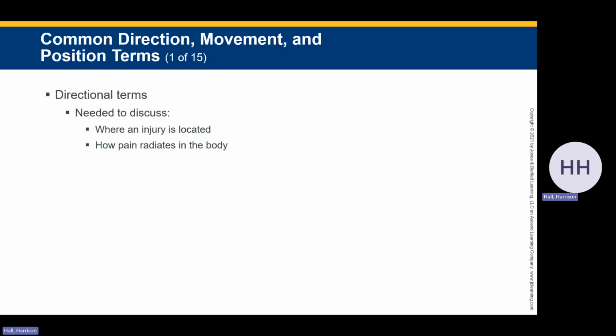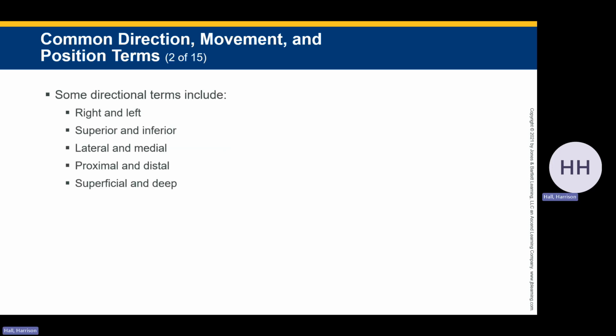Same thing with directional terms. All right, so we'll get started with those. Obviously, there's right and left. Remember that right and left is always going to be the patient's right or the patient's left. Superior means closer to the head, while inferior means closer to the feet. Lateral is away from the body's midline, whereas medial is towards the body's midline.